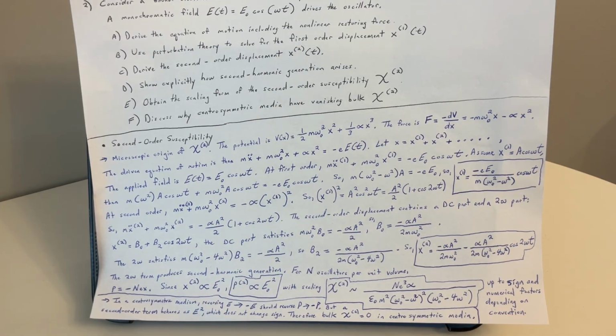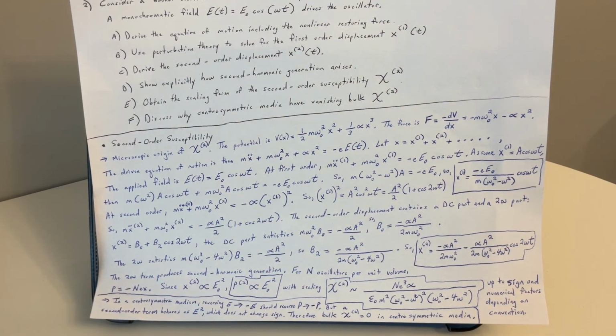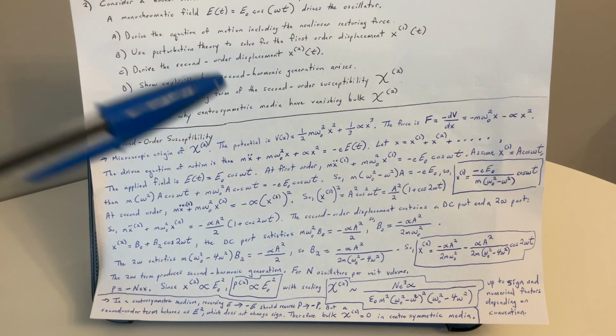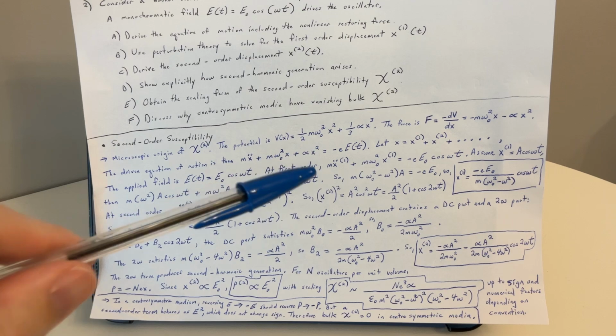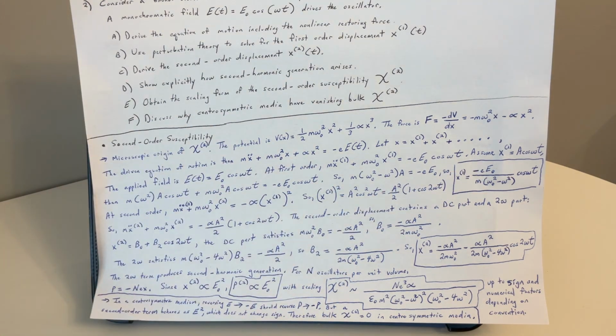So we could factor here m times the quantity omega naught squared minus omega squared, a, equals negative e capital E naught. So that first order, x first order, is going to equal negative lowercase e capital E naught over m times the quantity omega naught squared minus omega squared, cosine omega t. Okay, all right, so that's that first order.